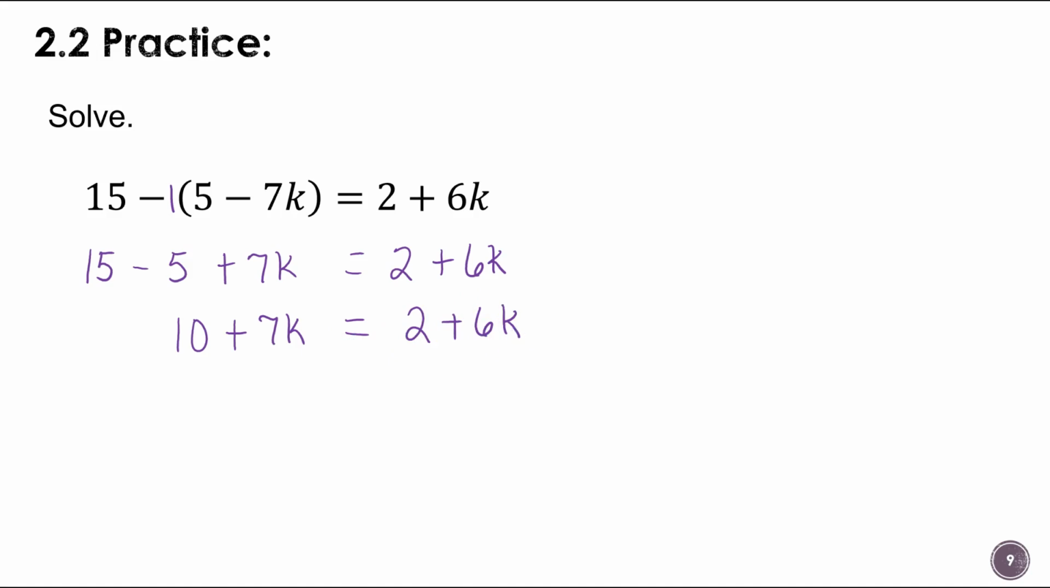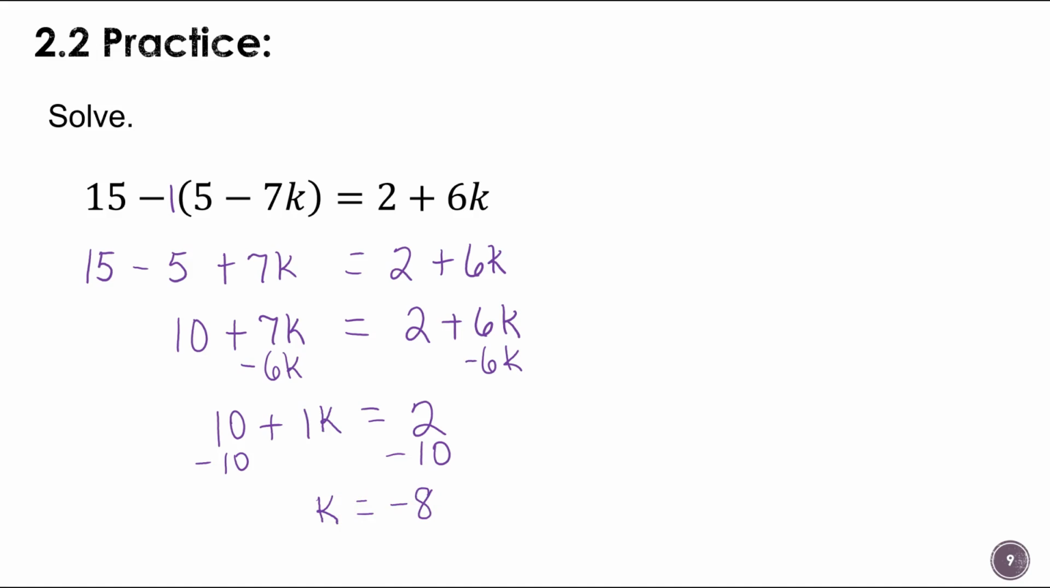Okay, so I want my variables on the left. I'm going to subtract 6k on both sides. And so I have 10 plus 1k equals 2. Now we don't have to keep the 1, but I just wrote it this time just in case that would help you some. Subtract 10 on both sides, and then bring down the k. I'm not going to put the 1 with it, and that is negative 8.